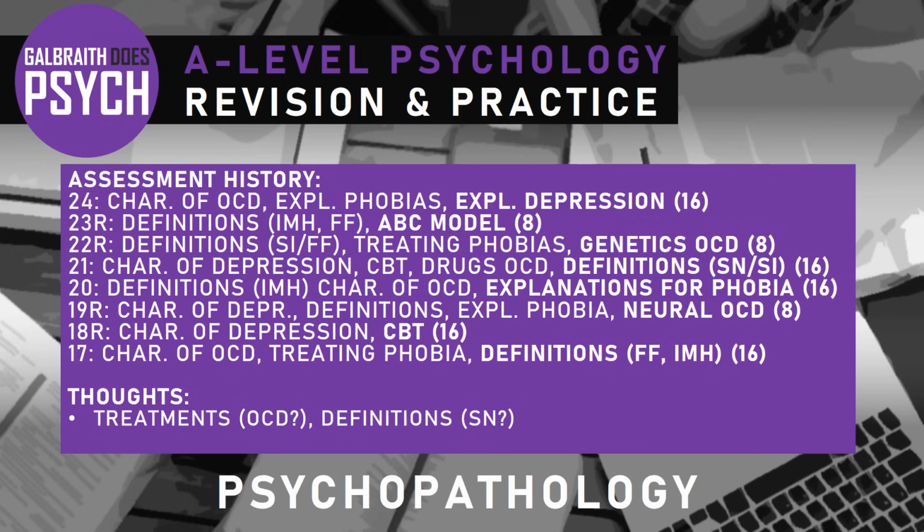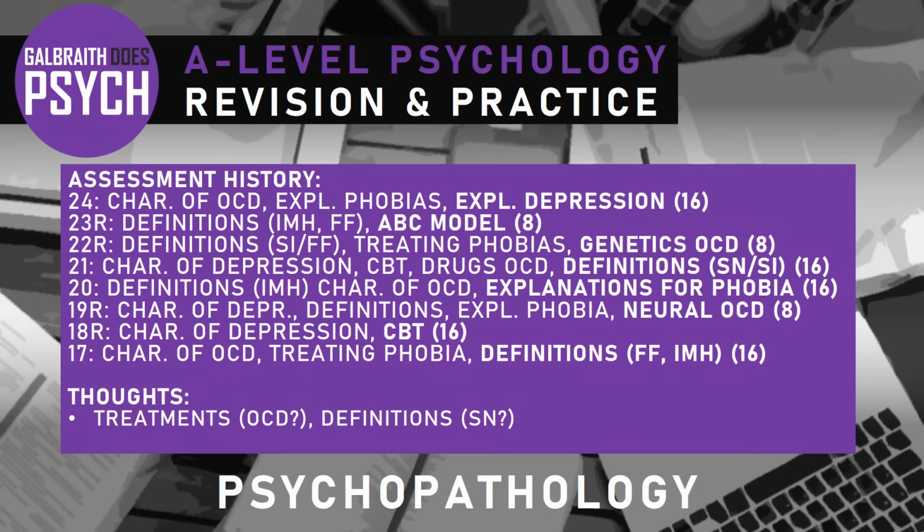And if they are going to do that, it feels like they would do treatments because that hasn't been tested. I guess they could do a 16 marker on the explanations, but as you can see, both of those have already come up at various points. So yeah, I'd go over your drug treatments for OCD, SSRIs, and then if you've covered others, things like tricyclics and benzodiazepines, how they work, are they effective, are they appropriate, all that sort of stuff.